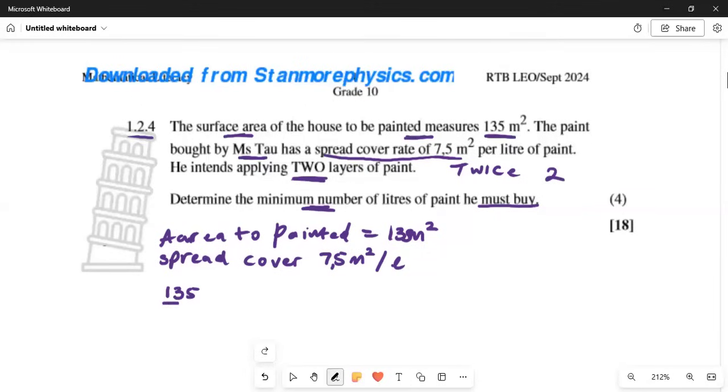135 divided by 7.5 is equal to 18 liters. So that is 18 liters.